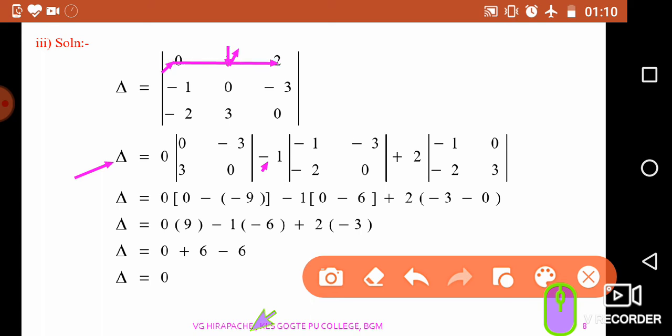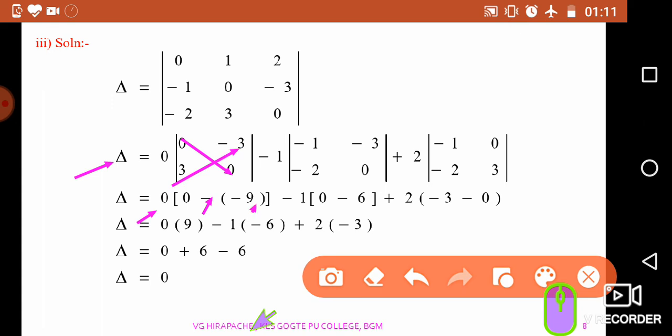Deleting that row and column consisting of 1, we are left with minus 1, minus 3, and second row elements minus 2, 0. We are reducing the third order into the second order, and plus of the third element of the same row is 2. Deleting that row and column consisting of 2, we are left with minus 1, 0, minus 2, 3. Once we reduce the third order into the second order, the simplification of the determinant will be easy. Therefore delta is equal to 0, left top to right bottom minus left bottom to right top.